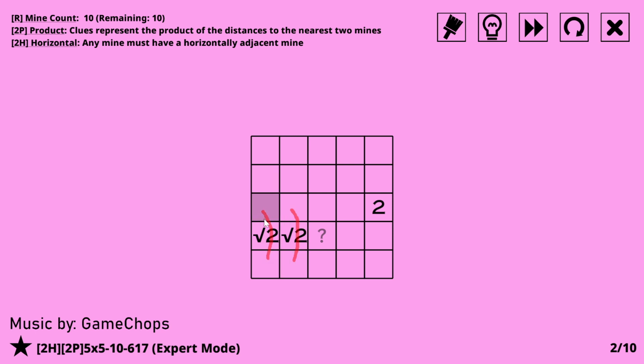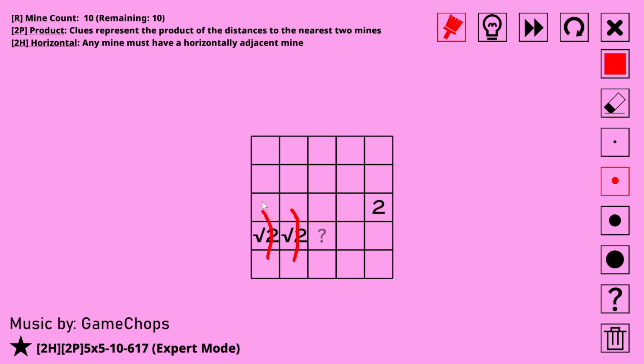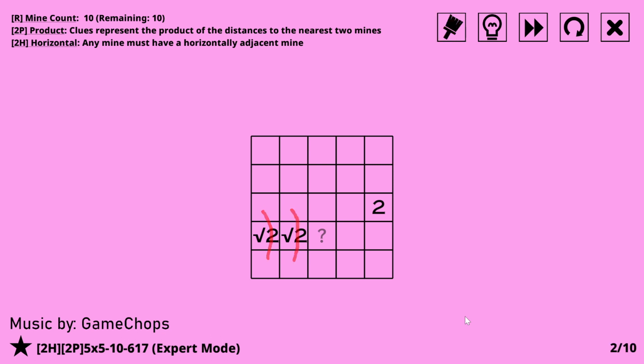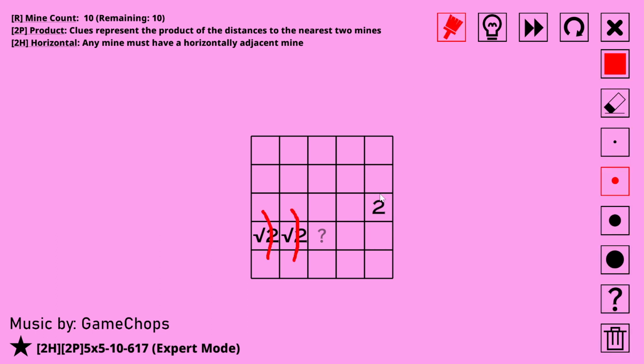Okay. Yeah, well, wherever the mine is in here, we'll require a horizontal partner here. So we know that it's either both of these are mines, or both of these are mines. Okay, I don't know if that breaks anything. Okay, this 2 over here does help us. This 2 over here has to be 1 times 2. It can't be root 2 times root 2, because if it was, then those 2 are mines.